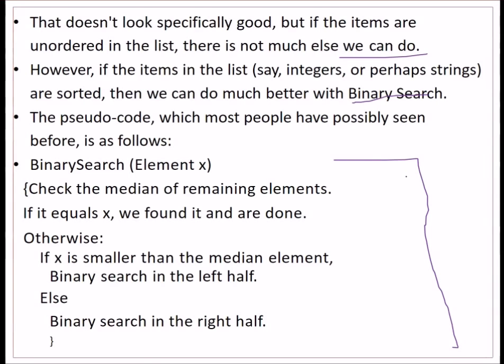For example, if this is the list, and we come here to the median value, we may or may not find the element. If we found the element, we'll stop here. But if the element is smaller than the median element, because this list is sorted, we'll search in this half, otherwise in this half.